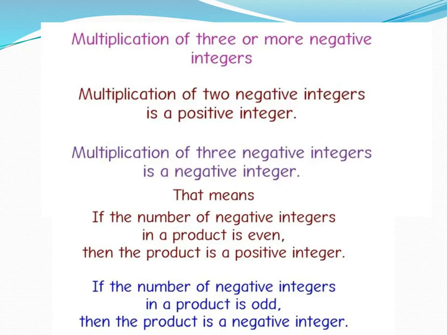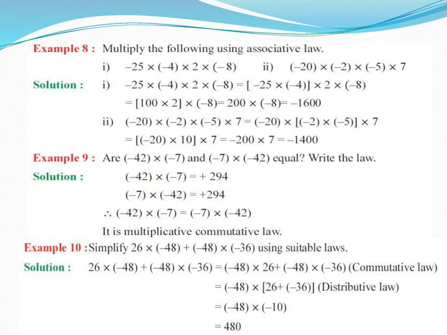The multiplication of 2 negative integers is a positive integer, and the multiplication of 3 negative integers is a negative integer. That means if the number of negative integers in a product is even, then the product is a positive integer. If the number of negative integers in a product is odd, then the product is a negative integer. Now we will solve example problems in your textbook.